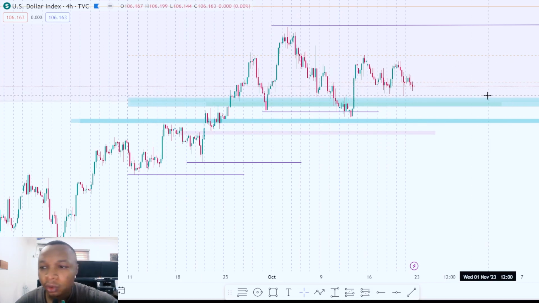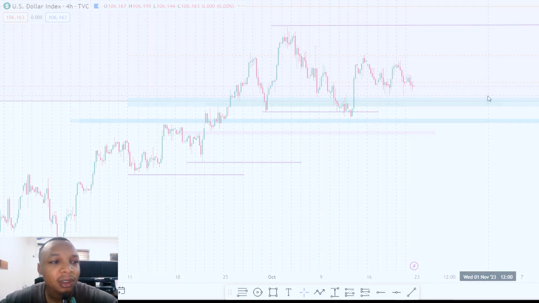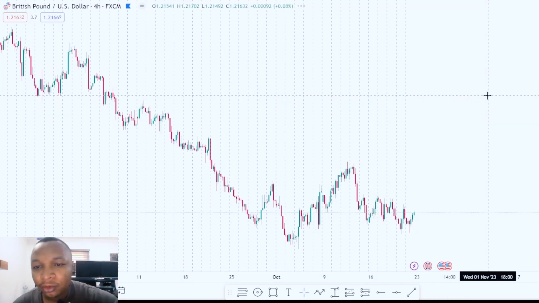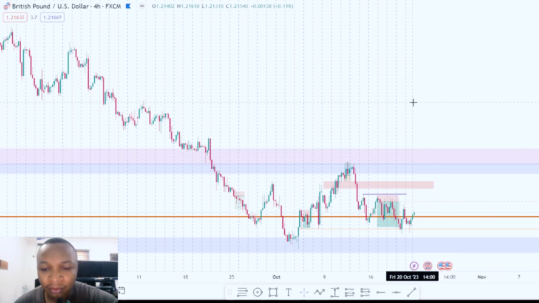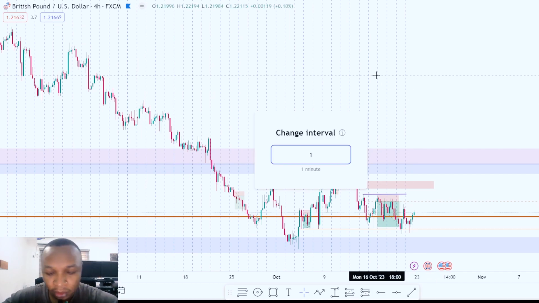Okay, so we're going to be looking at a few foreign currencies. Let's take a look at GBPUSD, and then we may look at EURUSD very briefly. Okay, so looking at GBPUSD, let's look at it from the monthly time frame.